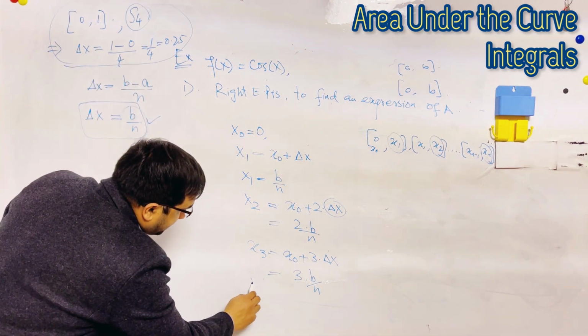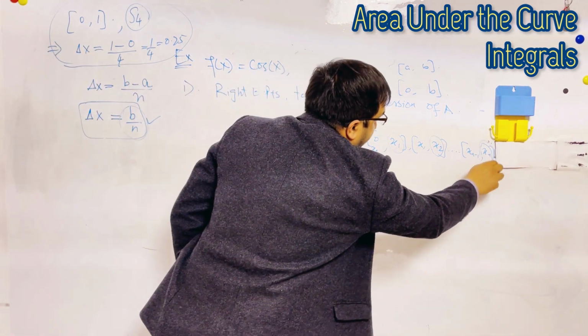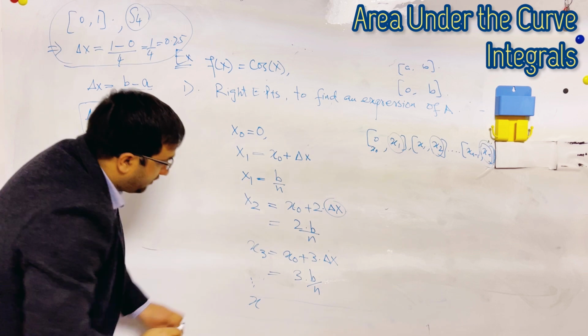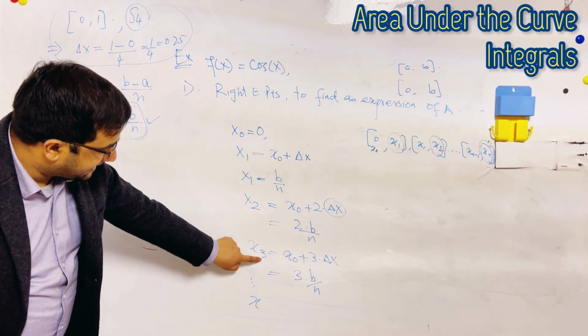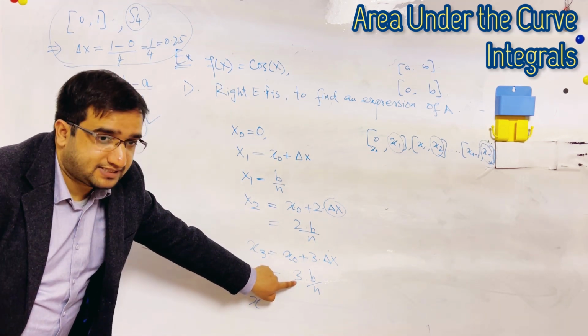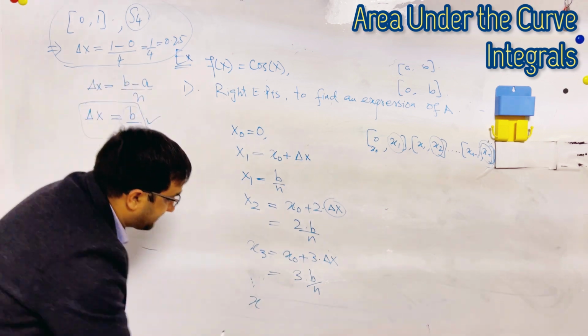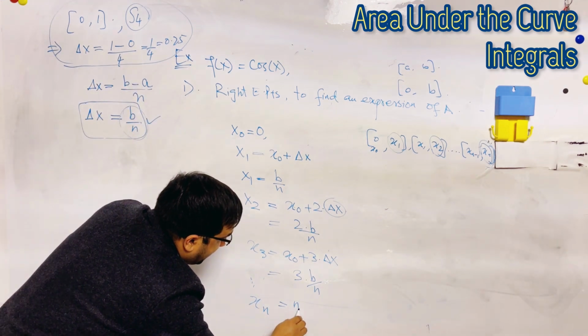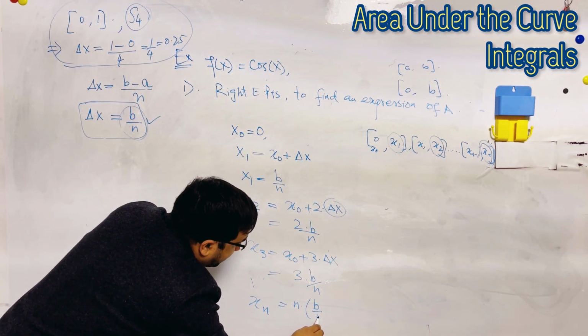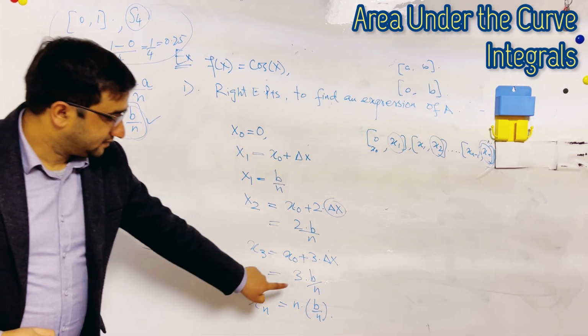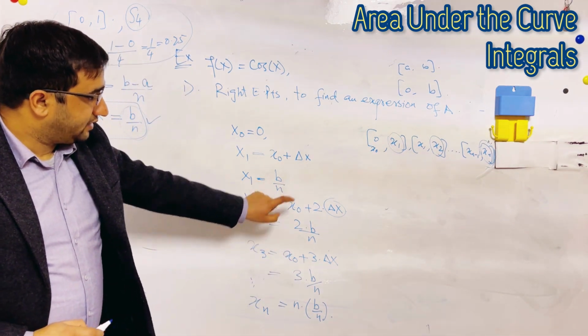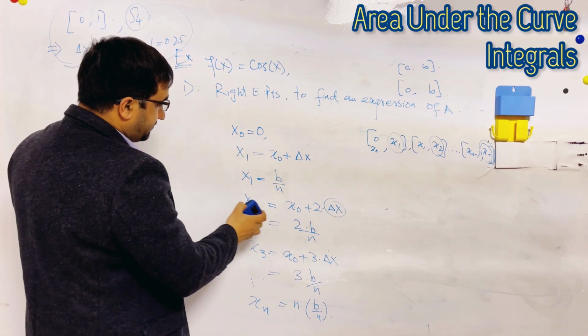It simply means that for the final xn, if you look at the pattern, when there is x3 the multiplier is 3. So when there is xn, the multiplier will be n, so n times b divided by n, right? You can see this pattern.